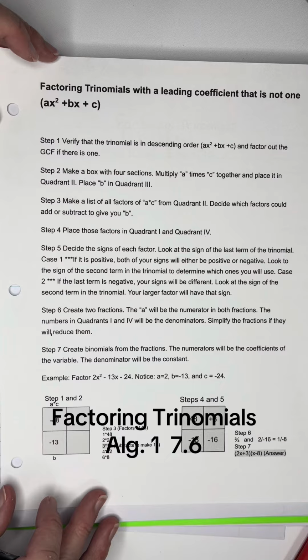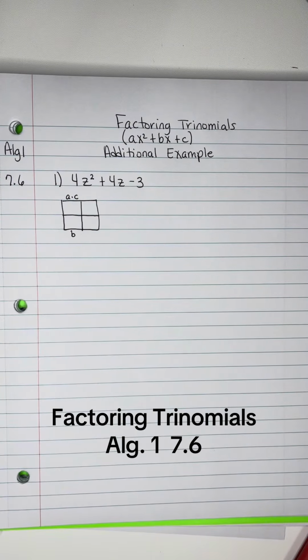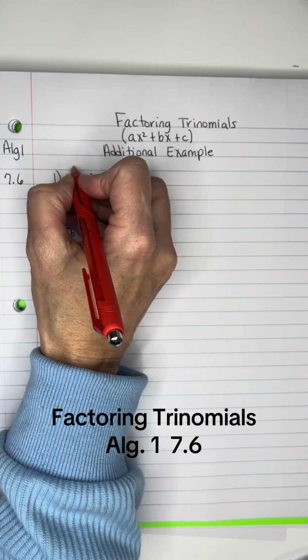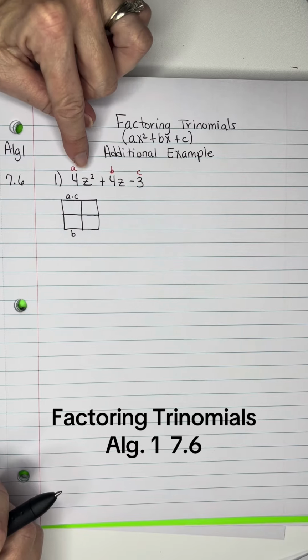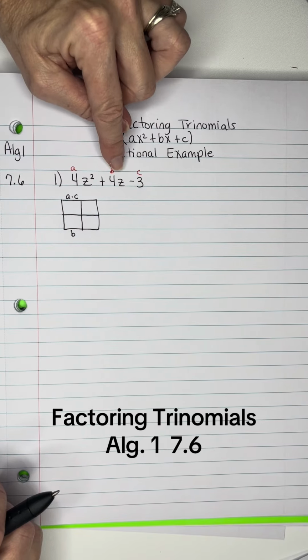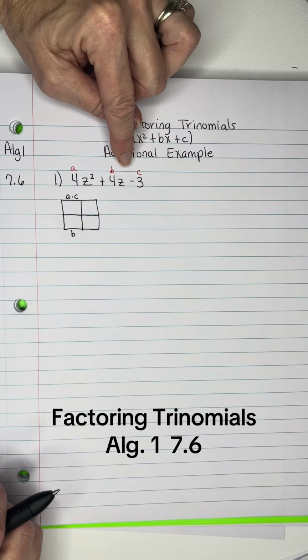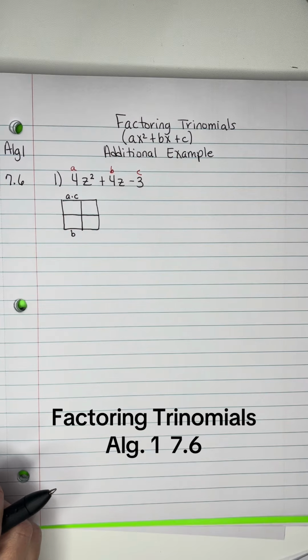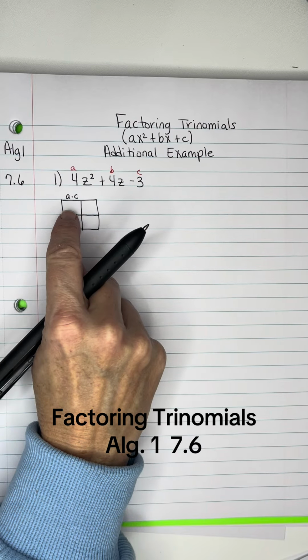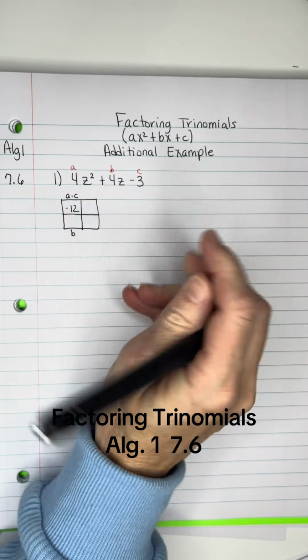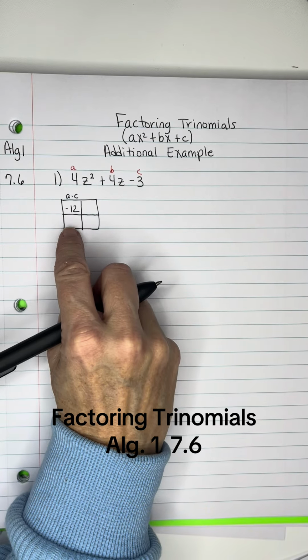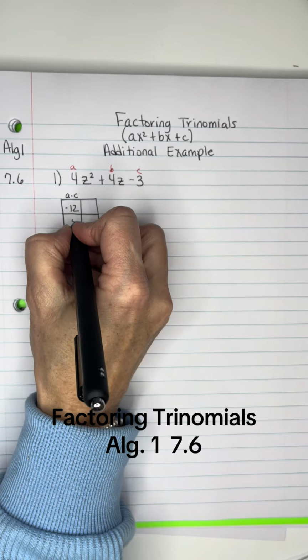All right, so the first thing I'm going to do is identify the A, the B, and the C. The A is always in front of the squared variable, B is in front of the z or x or whatever it's going to be, and C is your constant. The number that goes here in quadrant 2 is A times C, which is 4 times -3, which is -12. The number that goes in this third quadrant here is B, which is 4.